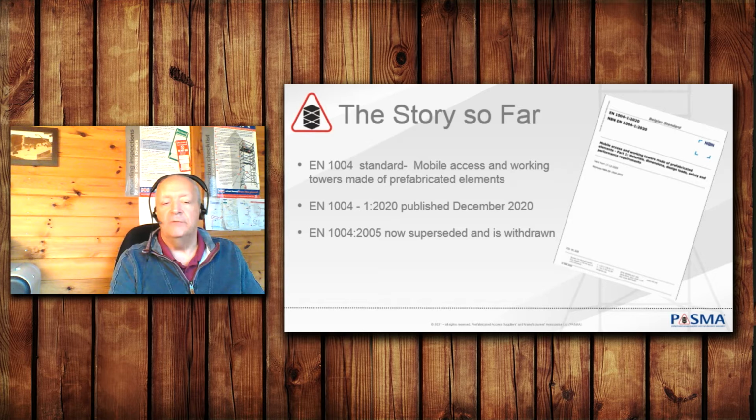We've transitioned from the old 2005 version of EN 1004. Both the 2005 edition and the new 2020 edition are available and published, although the old version is now listed as superseded. The old version is withdrawn. Manufacturers and suppliers need to supply mobile towers that meet the requirements of NBN EN 1004 Part 1 2020.